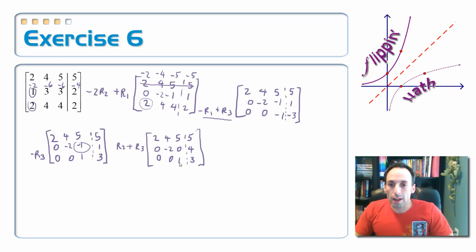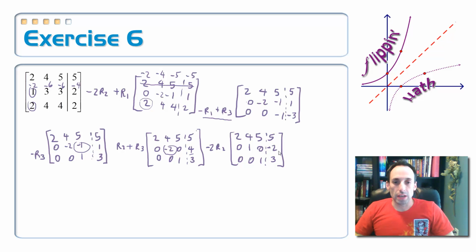So I already have my Z answer. In just a second I'm going to get my Y answer because this thing is a -2. It's even, so it's very easy to just take -2 times row 2 to replace row 2. Top equation stays the same, 2, 4, 5, and 5. Then 0, 1, 0, -2, and then 0, 0, 1, 3. So I already have my Y answer and my Z answer.